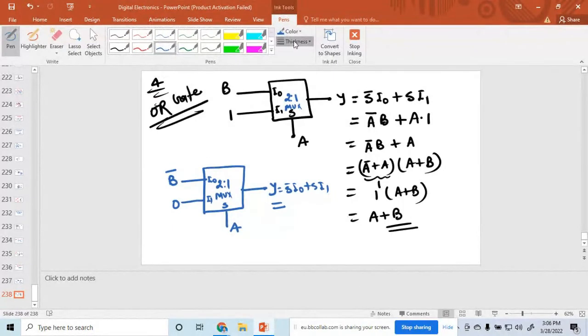So what is the value here? A bar I0 is B bar, plus A into 0. So what is the value? This is equal to A bar into B bar, and applying De Morgan's law, this is equal to A plus B whole bar, and this is called a NOR gate.